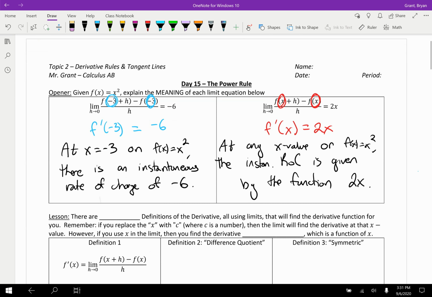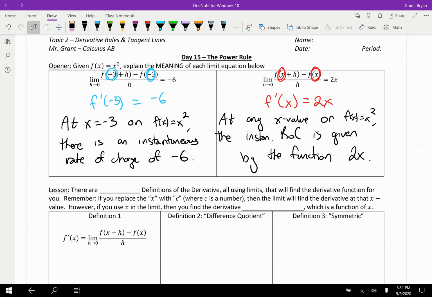Now, these limit definitions here, and we talked last class, are very, very particular. Not every limit finds a derivative. In fact, there are only 3 definitions of the derivative, and they all use limits, that will find the derivative function for us, or at least that you are required to know in AP Calculus.